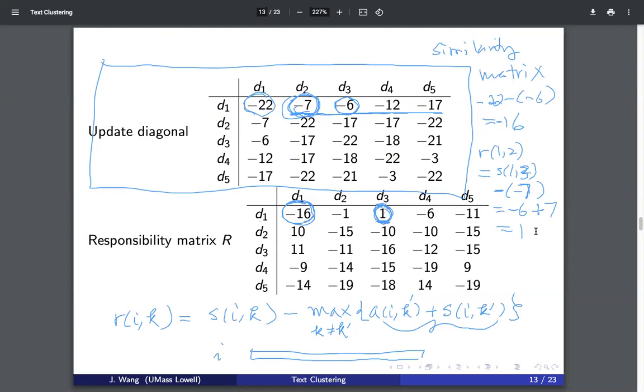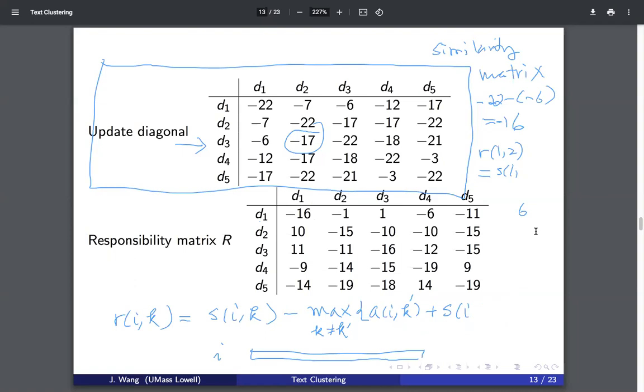Okay, so let's look for one more. Let's say we're gonna do this one. Let's do a different row. Let's say D3, D2, right? So let me erase the other one so that we don't confuse ourselves. Okay. So that's D3 and D2 we are gonna do. All right. So we're gonna do R3,2. Row is 3, column is 2. So that's equal to S3,2 from here. That's the value we're gonna update.